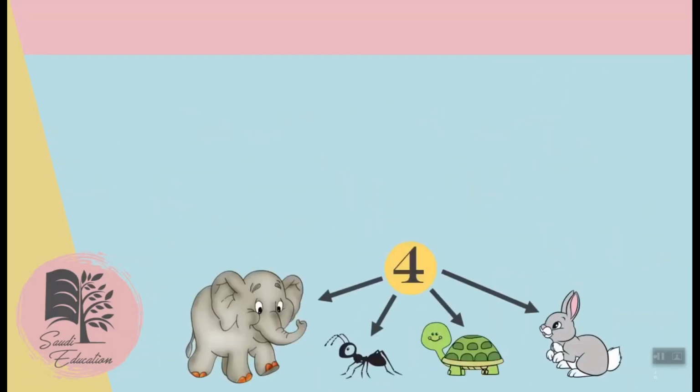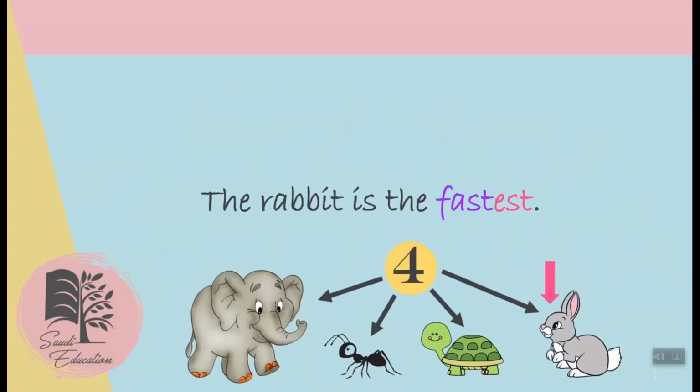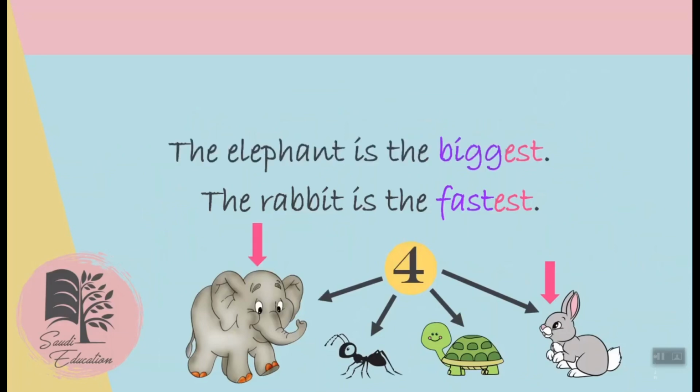Here we have a group of 4 animals. Let's compare the rabbit with the other animals. We say the rabbit is the fastest. Now let's compare the elephant with the other animals. We say the elephant is the biggest, which means the elephant is the biggest of the 4 animals.